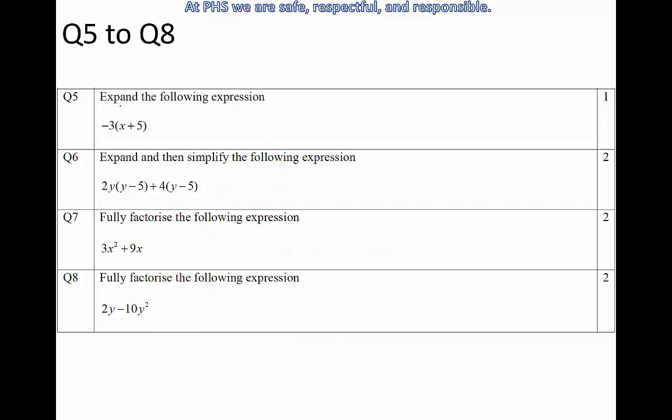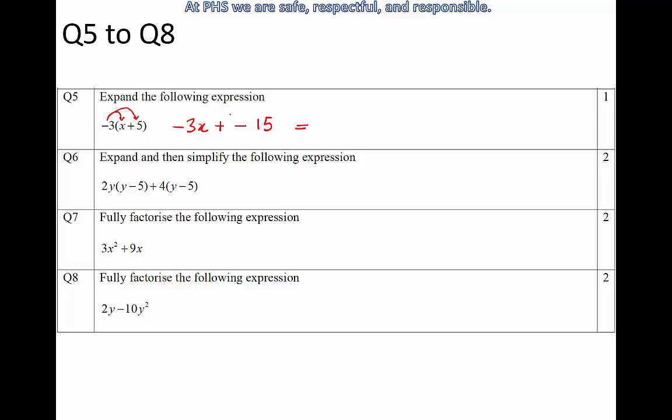Okay, so we had to expand the following expression. So I've got minus 3 lots of x plus 5. Okay, so we need to do minus 3 times the x plus minus 3 times 5. So minus 3 times x gives me minus 3x plus minus 3 times 5, and that's going to give me minus 15.